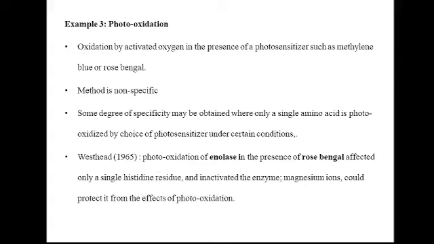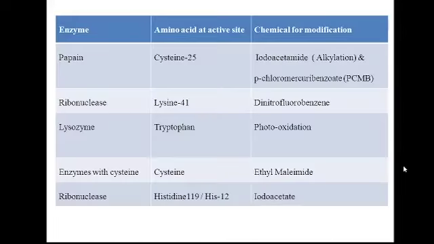And this histidine was inactivated by photooxidation in presence of rose bengal, and so we could definitely say that this histidine is present at the active site of enolase. To confirm this, the same experiment was carried out in presence of magnesium ions, and it was found that magnesium ions bind to the histidine and protect it from photooxidation. So this confirmed that it is the same histidine residue which is present at the active site of enolase.